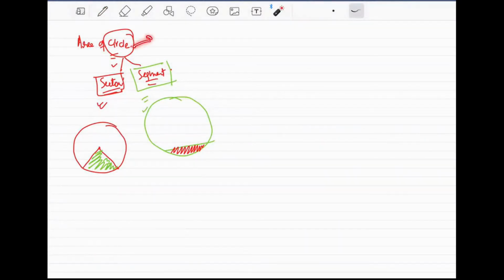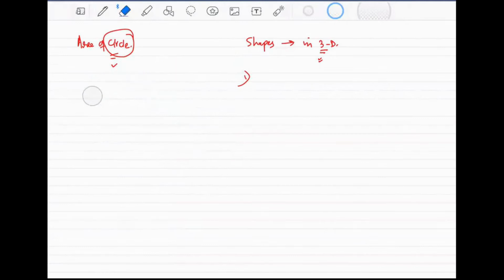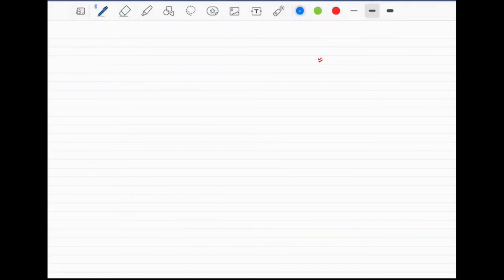Now this circle is a plane figure. That means these are diagrams that can be drawn on a piece of paper, right? So these are plane figures. Now we are going to learn about shapes which are in 3 dimensions, shapes that you are able to see in your surroundings. So first of all, I'm going to give the introduction to this portion of your mensuration chapter with sphere. First one, we are going to learn sphere.